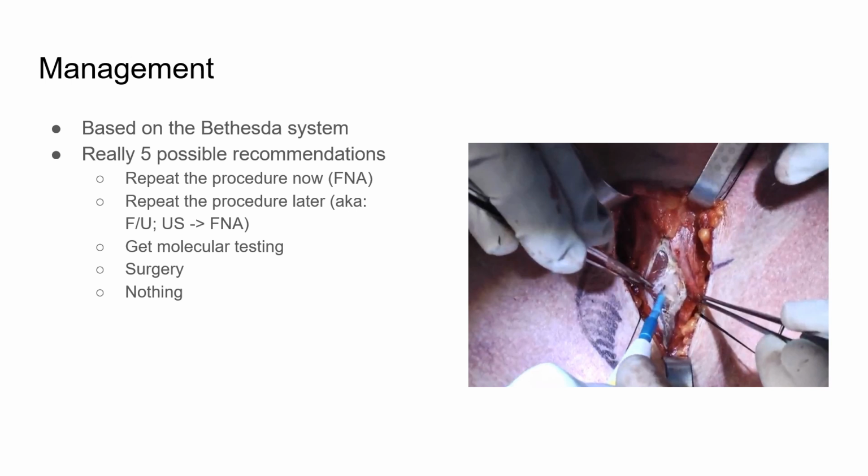We can either repeat the procedure right now, do an FNA under ultrasound guidance. We can repeat the procedure later, follow up, and this would also include clinically following up, and then doing ultrasound, possibly leading to fine needle aspiration later. We can get that molecular testing. We can move on to surgery of some sort, or when warranted, we can do nothing. And that is all included in that Bethesda system.